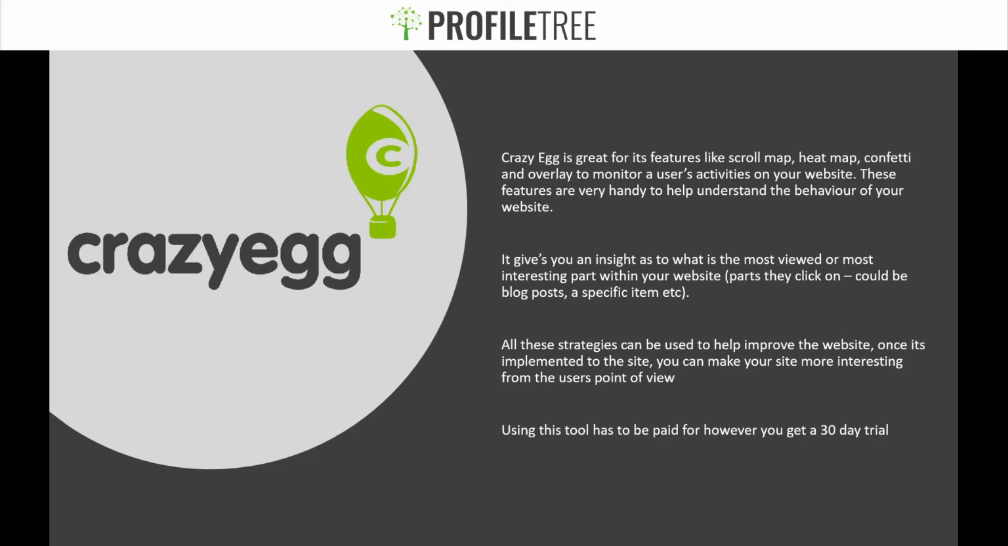Next is Crazy Egg, and Crazy Egg is great for its features like scroll map, heat map, confetti, and overlay to monitor a user's activity on your website.